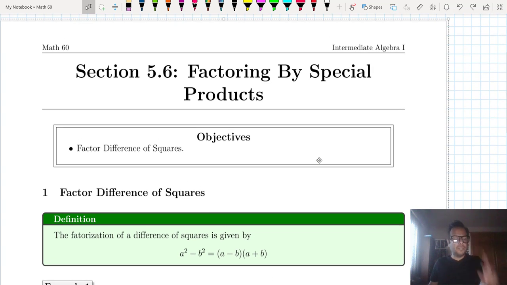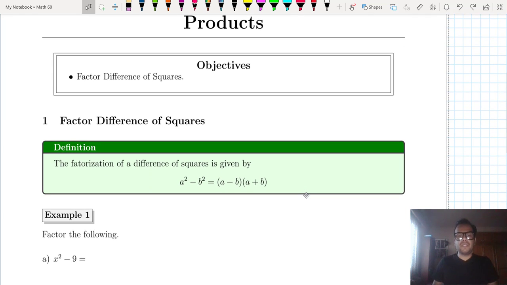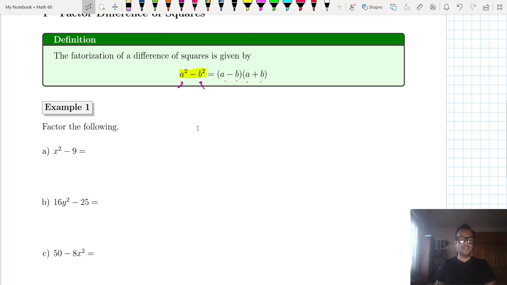Alright, so in this short video, we are going to go over how to factor difference of squares. That's another factoring technique, part of this chapter. A difference of squares is an expression that can be written in this form: some quantity A squared minus some other quantity squared. And it factors like this: A minus B times A plus B. Let's go over a few examples just to illustrate how this works.